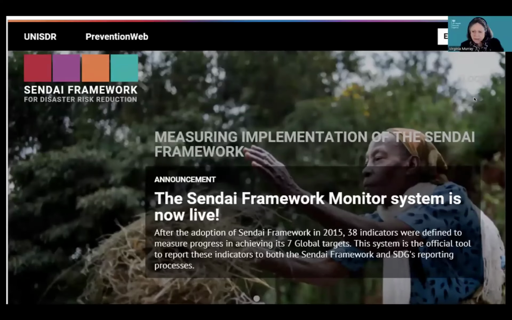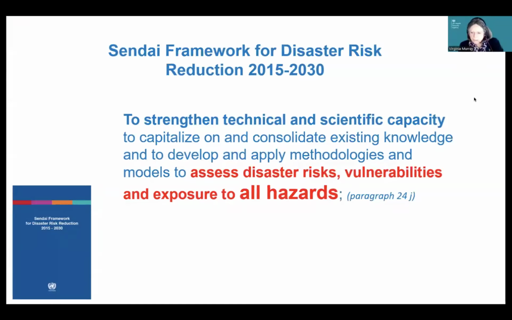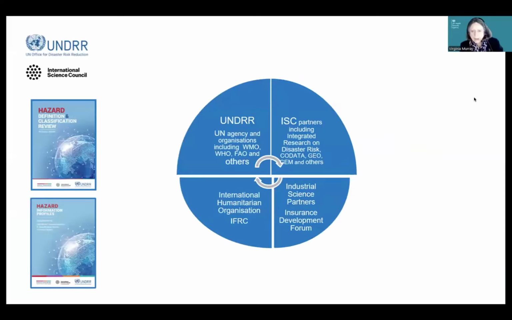And that is live, and each UN member state is there to report twice a year. But when we did the reporting in 2018, we found that the UN member states really struggled with the technical and scientific capacity to assess disaster risk, vulnerabilities, and exposure to all hazards, to every hazard, really critical. So I had the great privilege of being asked to chair this, to be able to lead on this.